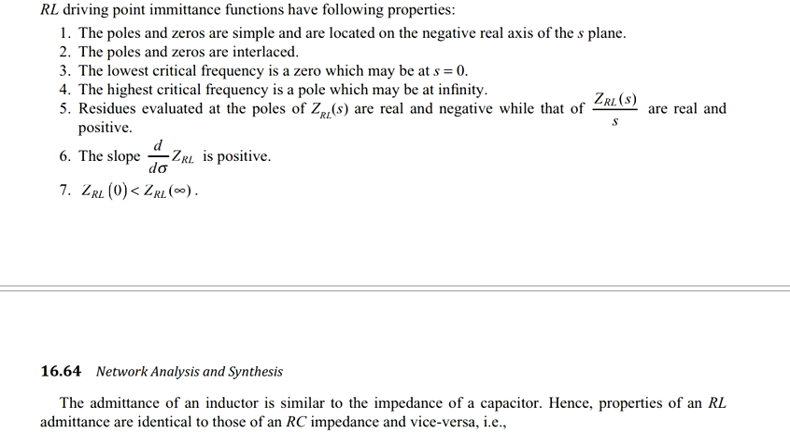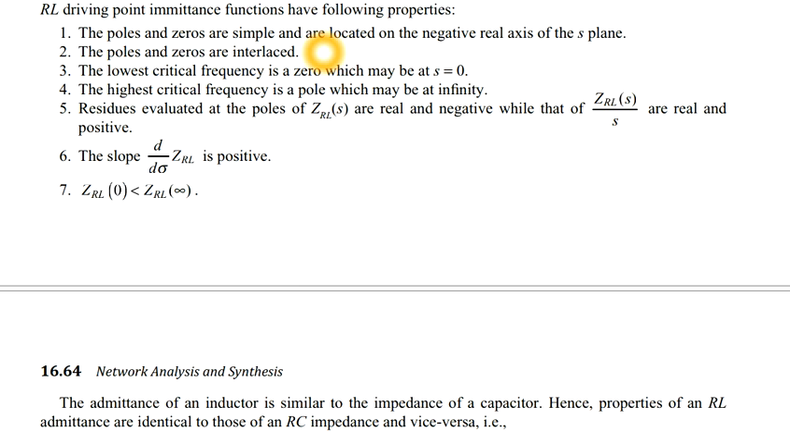So the first one is that the poles and zeros are simple and are located on the negative real axis of the S plane. Fine, I think this is same as that of RC function, right? And the second one is also same. The poles and zeros are interlaced. That means they are not going to be happening in a continuous manner.